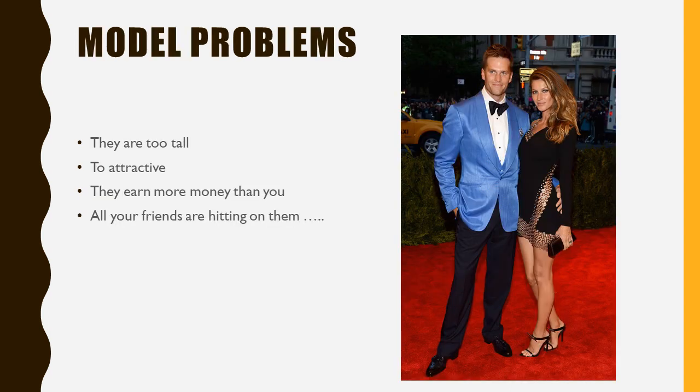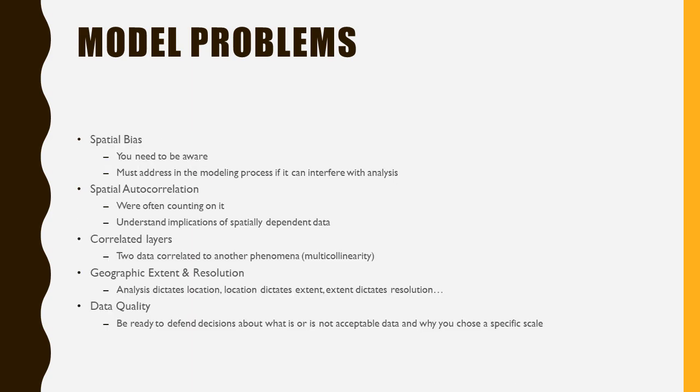Now, there's lots of problems with models. Some are too tall, some are too pretty, some make more money than you. Your friends are always hitting on them. That's not the kind of model problems we're talking about here. We're talking about a different set of model problems. We're talking about things like spatial bias and spatial autocorrelation and correlated layers and geographic extent and resolution and data quality.